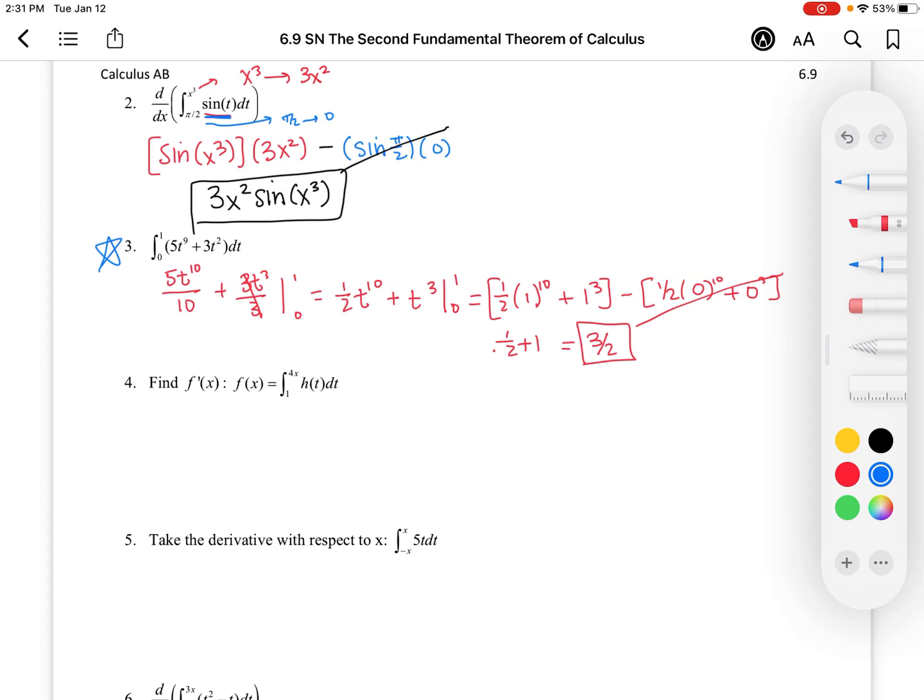Okay, let's look at number 4 here. We're back to finding our derivative, so we're back to the second fundamental theorem of calculus. So I'm going to have my h of t, but I'm going to plug in 4x. So I'm going to have h of 4x, and I'm going to multiply that by the derivative of 4x, which is just 4. And then I'm going to subtract from that the same process with the bottom. So I'm going to have h of 1 times the derivative of 1, which is just 0. So the bottom part cancels out, and on the top, I'm going to clean that up a little bit. 4h of 4x.